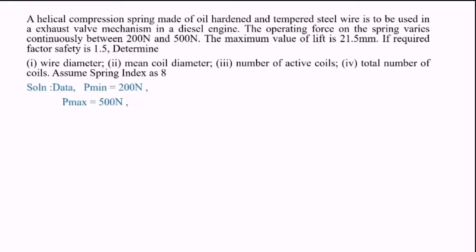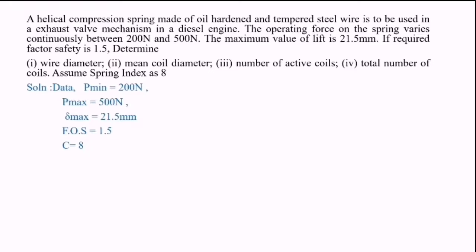Before solving, we will first look at the data given. So data is the load is continuously varying from 200 Newton to 500 Newton. Hence I will write P min is equal to 200 and P maximum is equal to 500 Newton. The maximum lift is given to be as 21.5 mm, hence I will write delta max equal to 21.5. Factor of safety and C are given as 1.5 and 8 respectively.